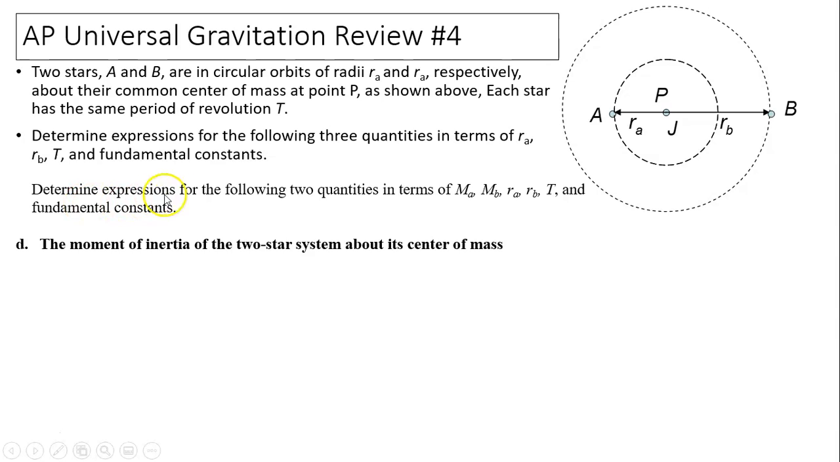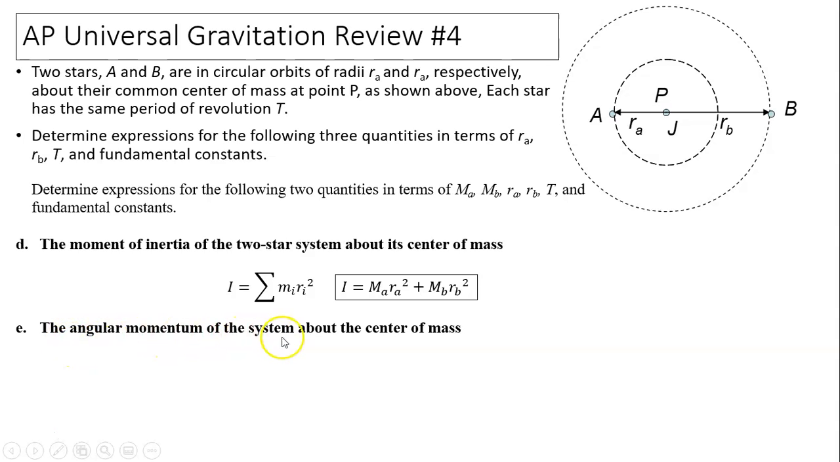Next question, determine expressions for the following two quantities in terms of MA, MB, RA, RB, and t, and fundamental constants. D. The moment of inertia of the two-star system about its center of mass. According to the definition, moment of inertia for a system of particles is the sum of mi ri squared. For this system, there are two particles, stars A and B. So we simply add them together: MA RA squared plus MB RB squared.